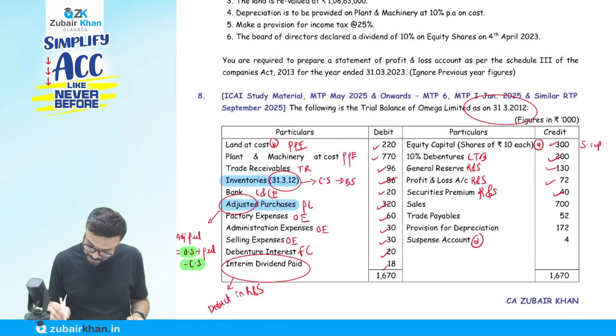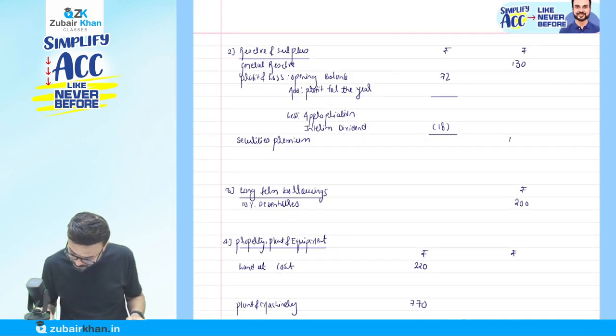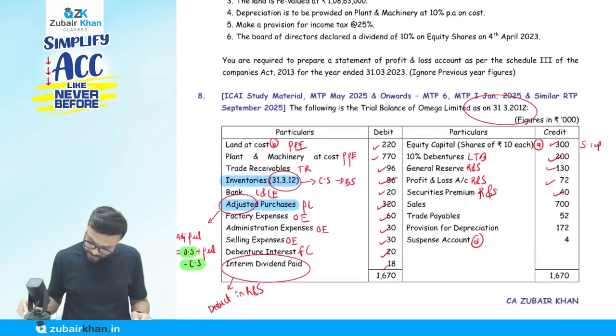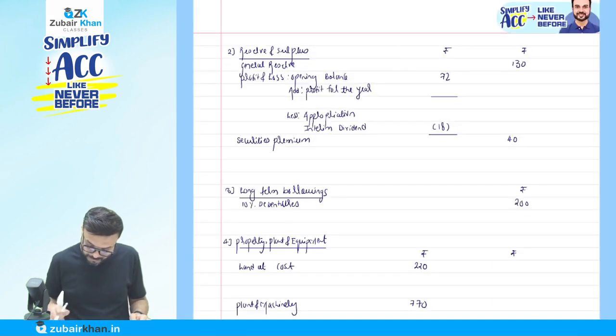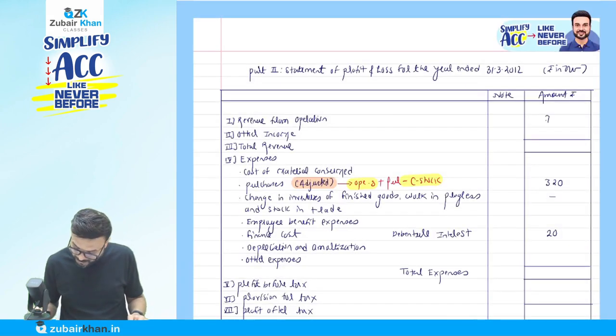Securities premium is how much here? 40. Okay. Then we have here sales, which will come under revenue from operations, profit and loss 700. So revenue from operations 700, you will write it down.